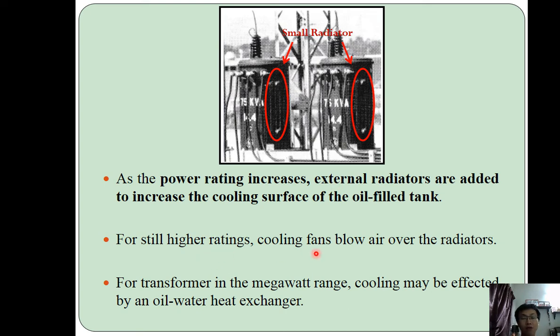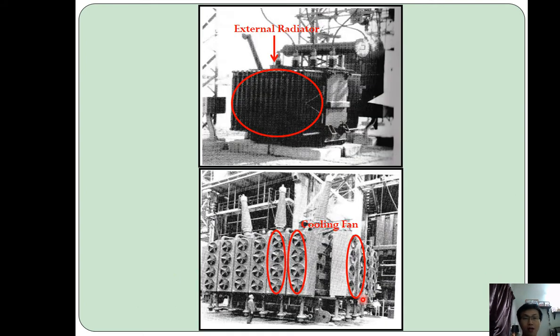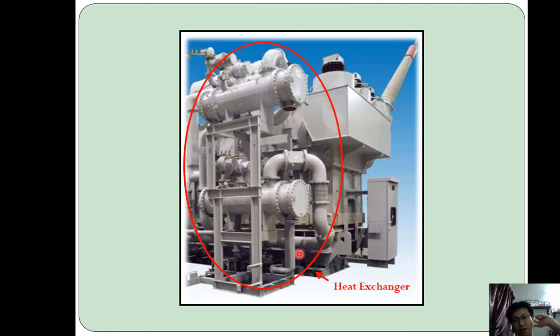For still higher rating, cooling fans blow air over the radiator. If let's say we need a faster cooling method, we put a fan to blow on the strip. We call it a cooling radiator. For transformer in the megawatt range, cooling may be affected by oil-water heat exchanger. This is another type. Then external radiator, okay. And then we have a cooling fan. Then this is heat exchanger, which is with the oil and air.